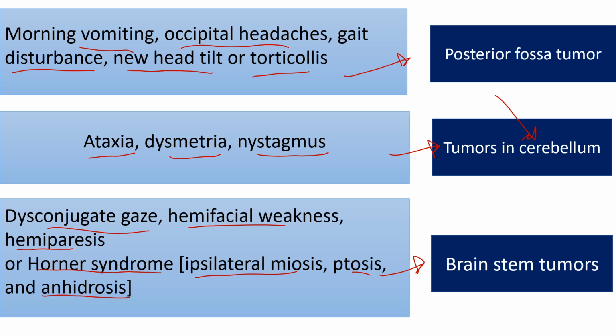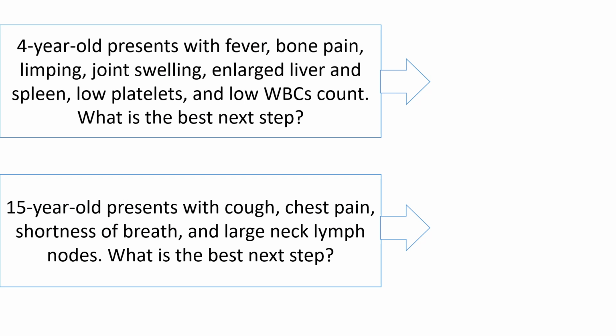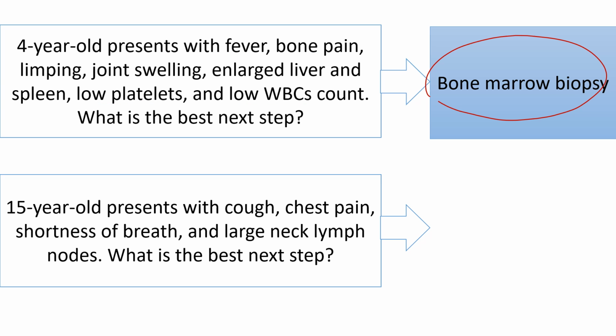In any child with suspected brain tumor, the next step is brain MRI if the child is stable. If the child is unstable, send immediately to the ER for CT scan and stabilization. A 4-year-old presents with fever, bone pain, limping, joint swelling, enlarged liver and spleen, low platelets, and low white blood cell count. What is the best next step? Bone marrow biopsy. The most likely cause is leukemia.